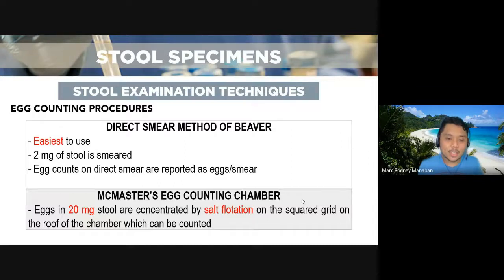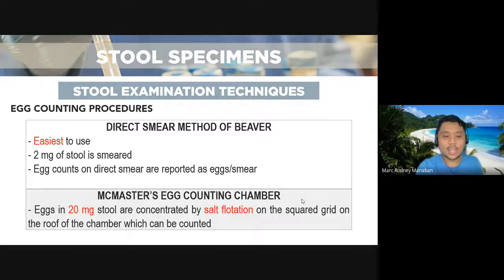And the last method is the McMaster's egg counting chamber. So you use a counting chamber, similar to the principle of a hemocytometer. You use about 20 milligrams of stool, you subject that to the salt flotation method, and the sample you then charge on the egg counting chamber. But of course, this egg counting chamber has its own rules, different from your hemocytometer.